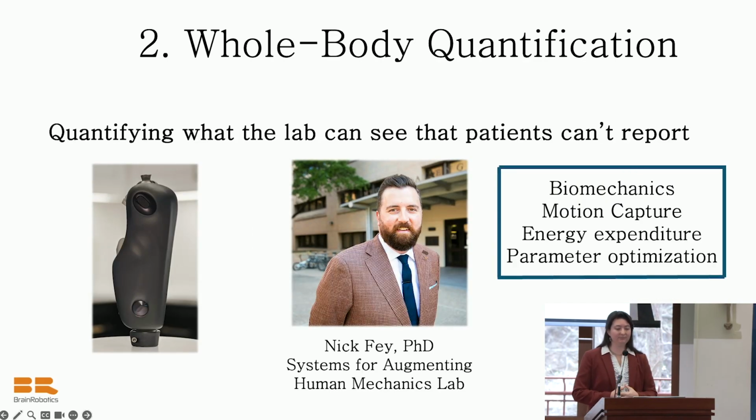The second track moves into the lab, where we can measure things that patients may not consciously notice, but have long-term implications. Biomechanics analysis lets us quantify movement quality, such as gait symmetry, compensation patterns, and joint loading. Metabolics testing helps us measure the energy cost of walking, which is a proxy for fatigue.